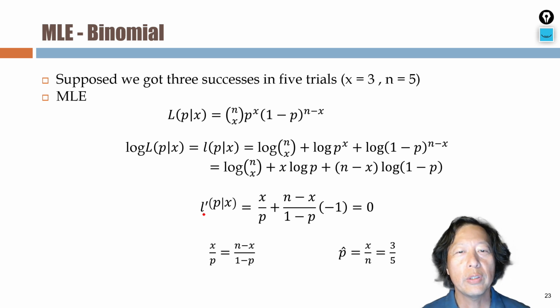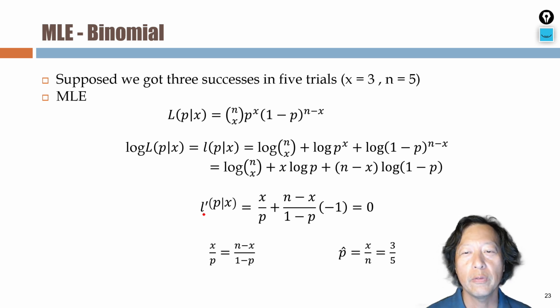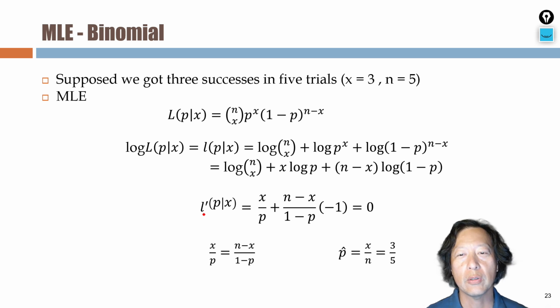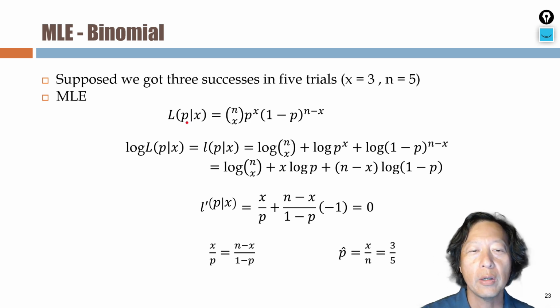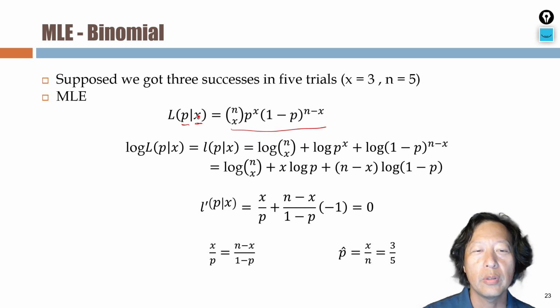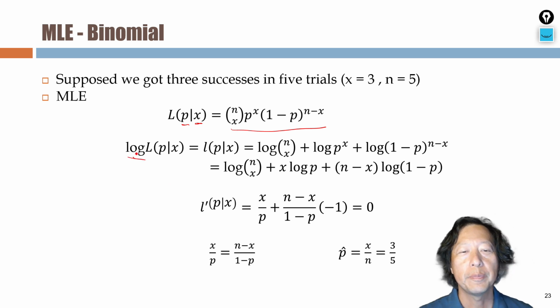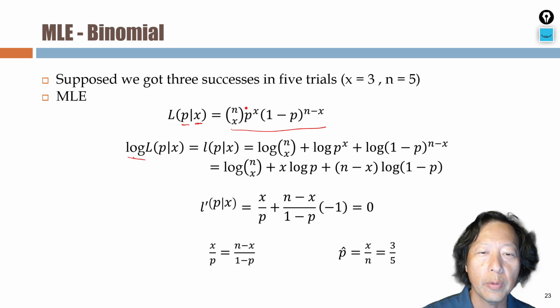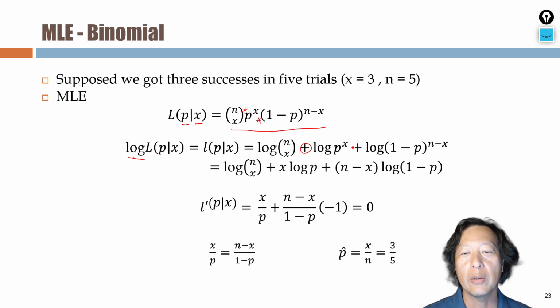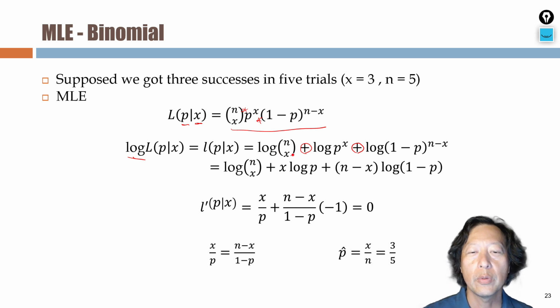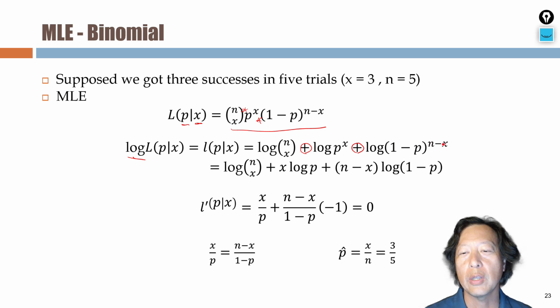Now suppose we got 3 successes in 5 trials. We try 5 times and actually succeed 3 times. If you want to find out P given X, you can write it the same way. Even though this is different, we calculate the same way. Now we apply the log here. Since this is a multiplication, and this is a multiplication, we can separate them out by addition: the log of the combination, and then log p to the power x, and log 1 minus p to the power n minus x.